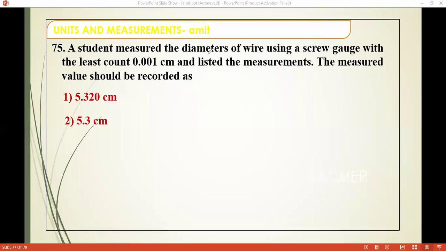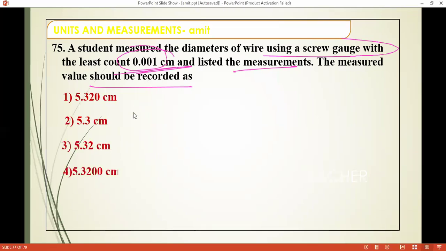See this question: a student measures the diameter of a wire with the least count given. The measured value should be recorded as per the least count. You have to record it up to 3 digits. So this result is wrong. This is wrong. This is wrong. It's a very easy question. You can maintain the figures of the least count.